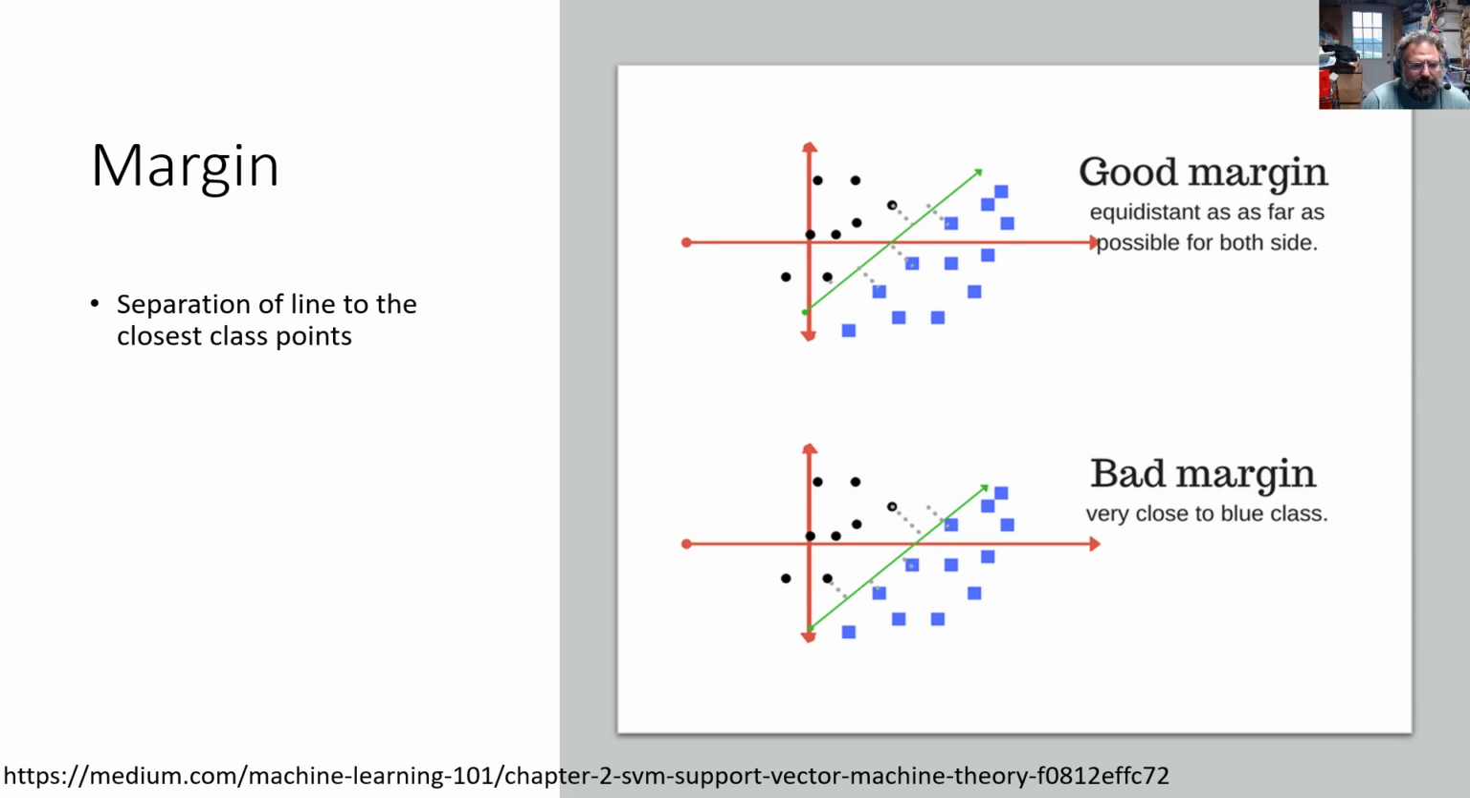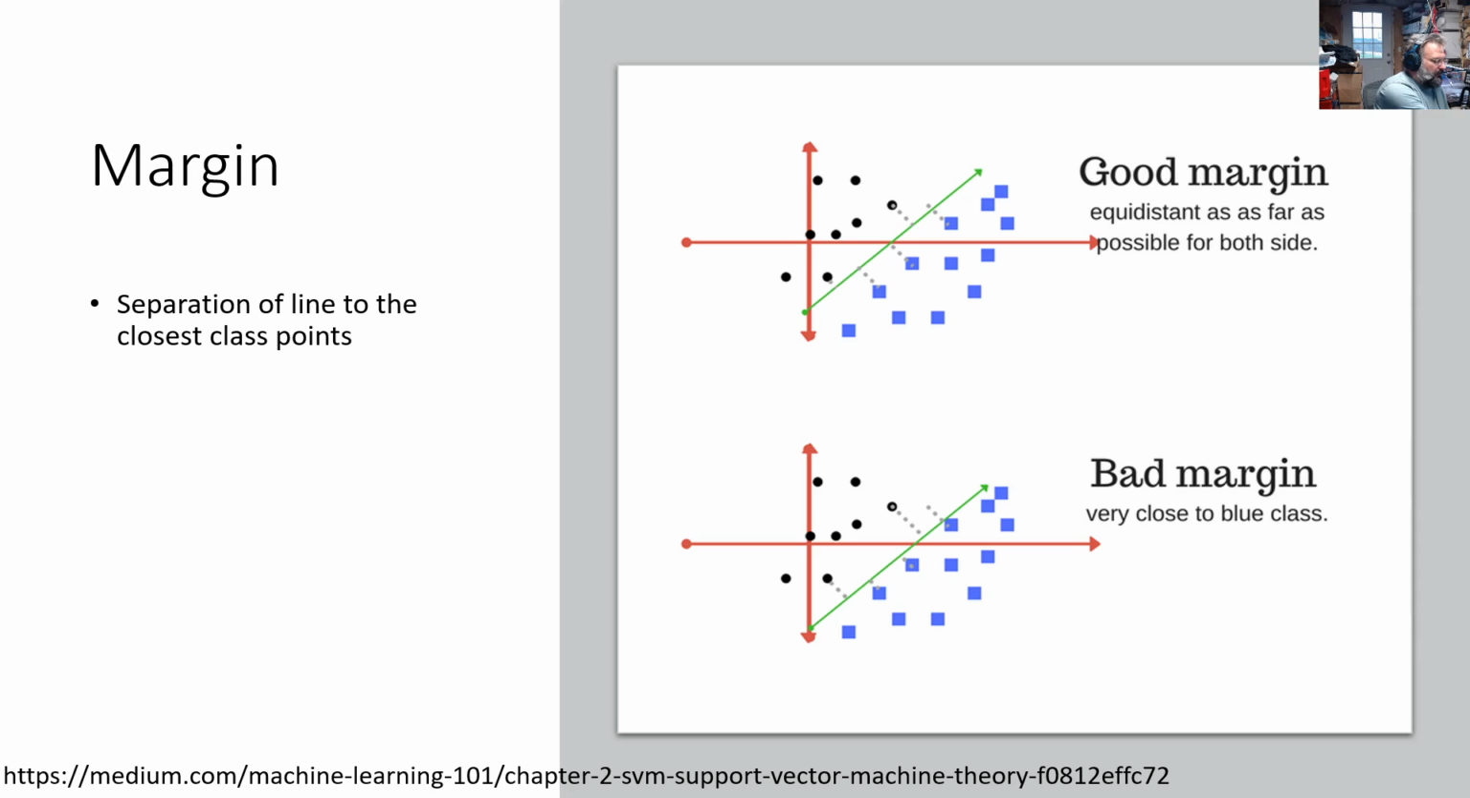And the margin is the separation of the line to the closest point. So how far is the line from the nearest points. Ideally, you want it to be in the middle, equidistant, so that it does a clean distribution between the two classes. If it's very close to one side or the other, it may indicate not a great job of classifying. It might also point out that you're going to have challenges when your algorithm sees data it hasn't seen before, because you may very well misclassify.